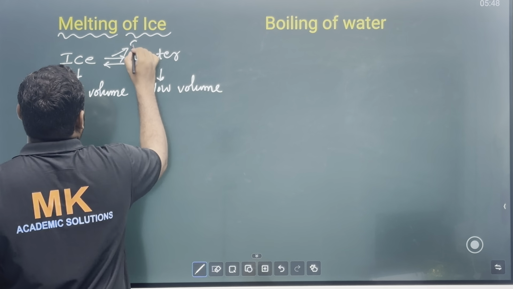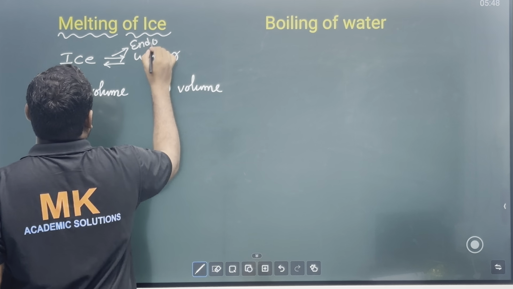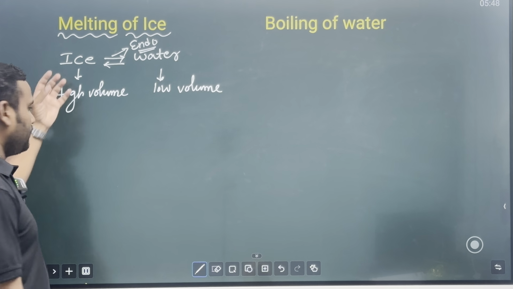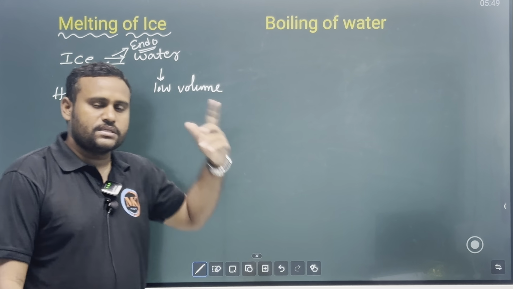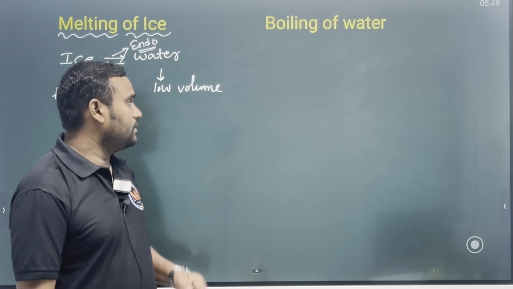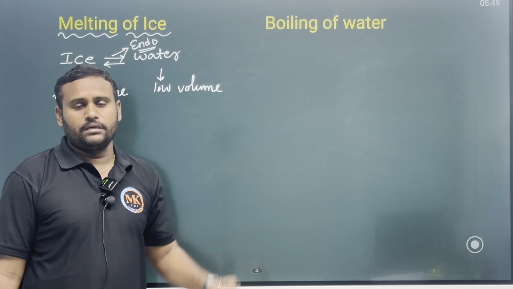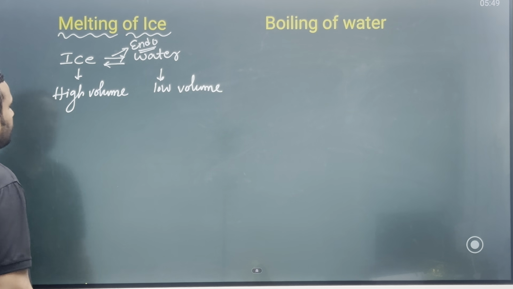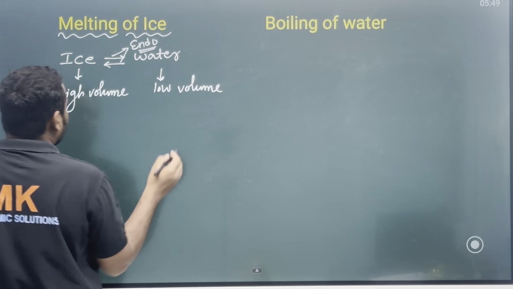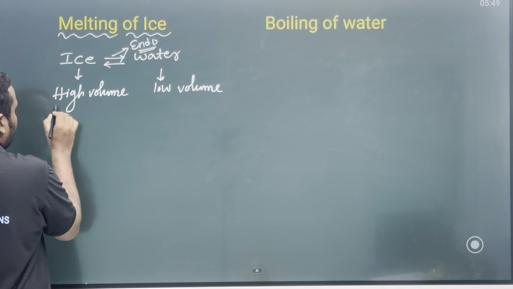Endothermic means when you supply heat energy only, ice is going to convert into water, isn't it? That's why heat energy is absorbed in the forward process, and that's why it is an endothermic process. So the forward process is endothermic. Now let us apply the conditions here.